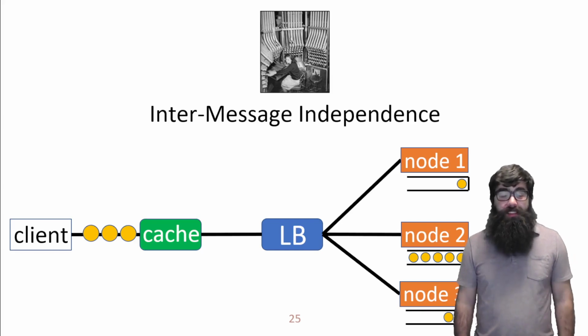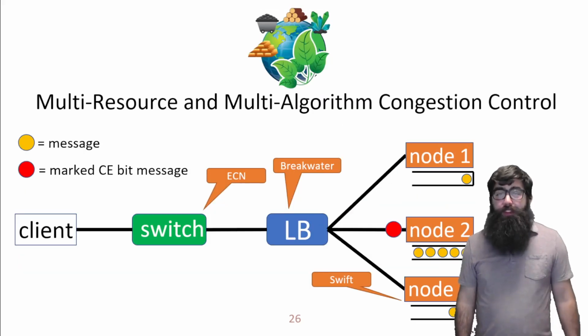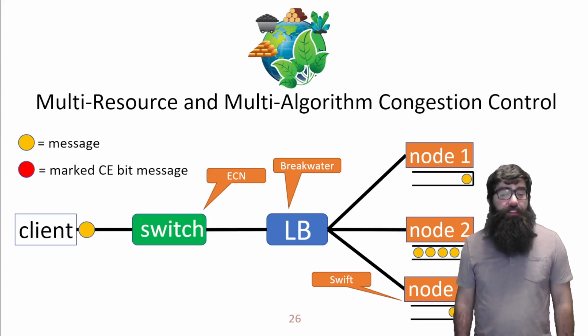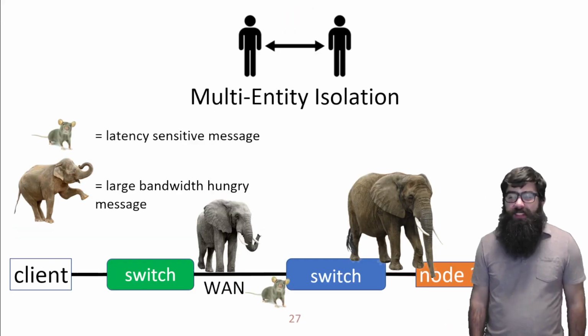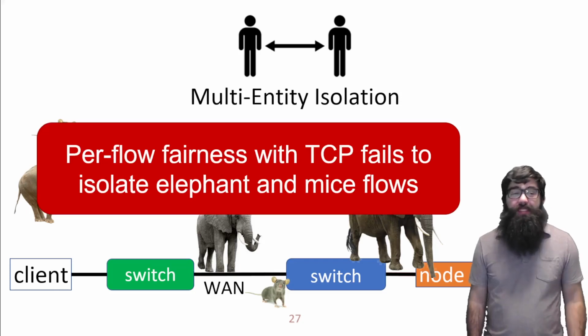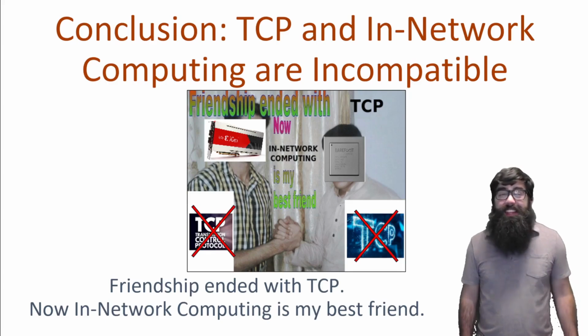For fine-grained load balancing to work, it is necessary for different messages to be able to be routed to different back-end replicas. TCP cannot do this because different messages in the stream cannot be routed to different back-ends. At the same time, load balancing also breaks TCP congestion control. Like this example shows, when the client receives marked feedback from node 2, this is not usable because its next message is going to go to node 1 anyways. Performance isolation is also a key important property. In this case, we need to be able to ensure that our elephant flows are isolated from our mice flows. Fortunately, this is also not possible with TCP because it defaults to a per-flow fairness policy. In conclusion, TCP and in-network computing are incompatible, and it's time to move on and do something new.